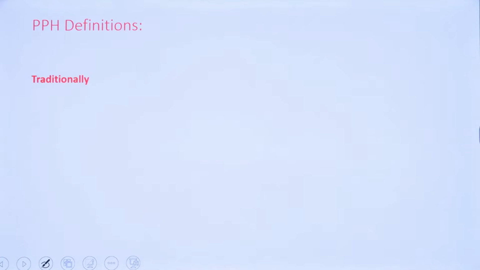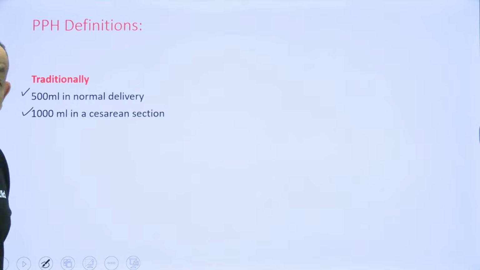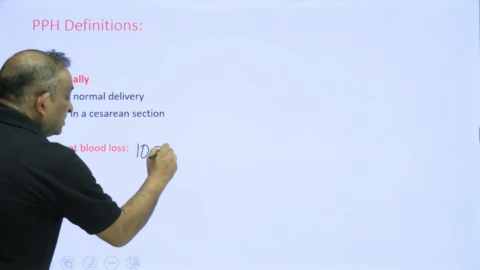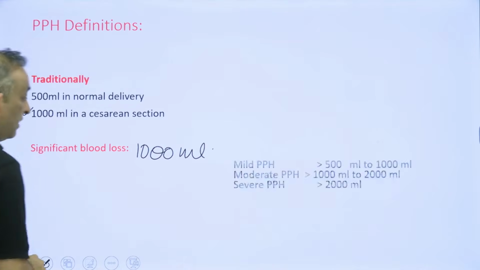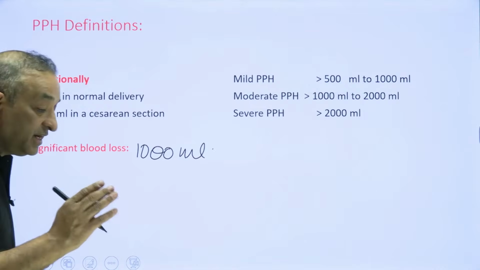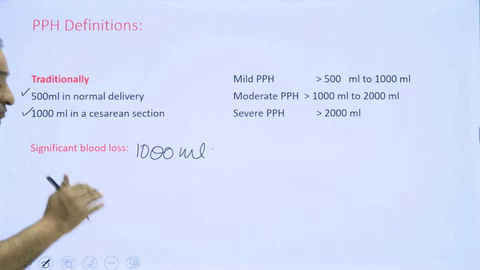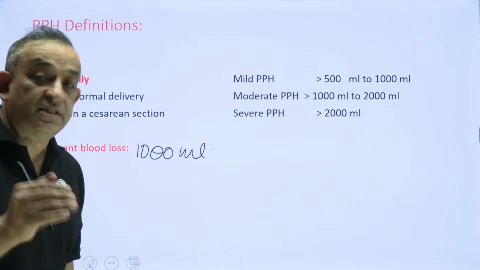So traditionally the definitions are 500 ml of blood loss in normal delivery, 1000 ml of blood loss in cesarean section. These are not outdated yet, all right, please, these are still important definitions. And significant blood loss, I told you, is 1000 ml. Please remember, in your exams they'll keep asking you how much bleeding is PPH. So 500 in normal, 1000 in cesarean, but what we now use is the term significant bleeding.